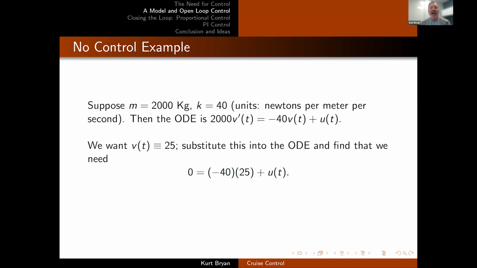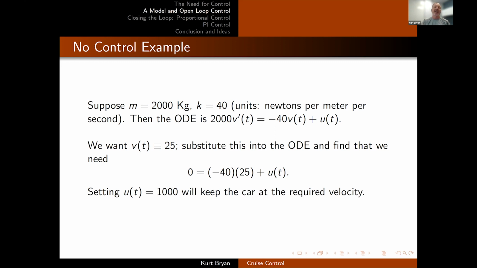You say, I want v(t) to be identically equal to 25. Substitute that into the ODE here, and look what falls out. v prime is, of course, 0. Negative 40 v(t) becomes negative 1,000. And you find that in order to maintain 25 meters per second in this situation, u(t) needs to be 1,000 newtons to keep the car at the required velocity. This is the open loop solution. Set the control so that it applies 1,000 newtons of force to the car. It'll keep it going at 25 meters per second.